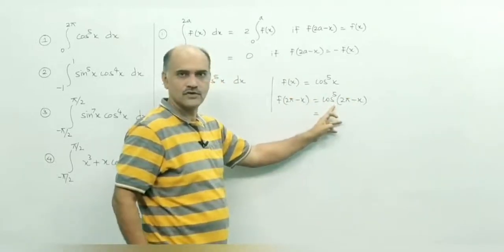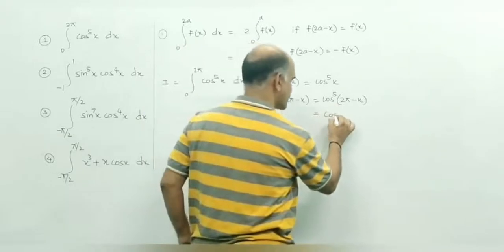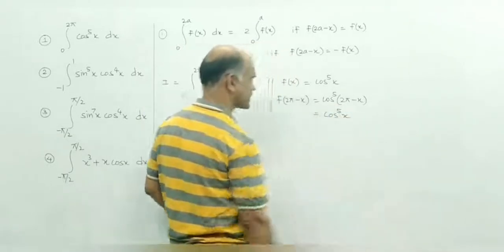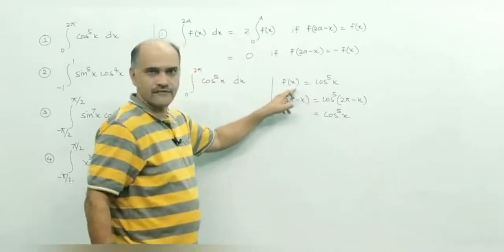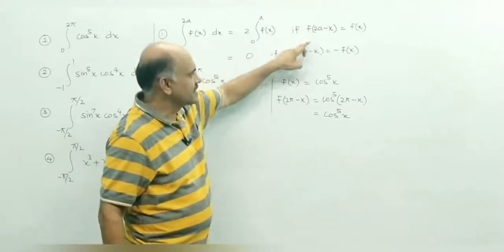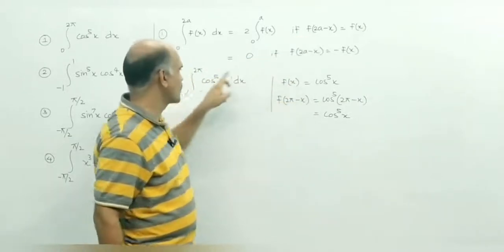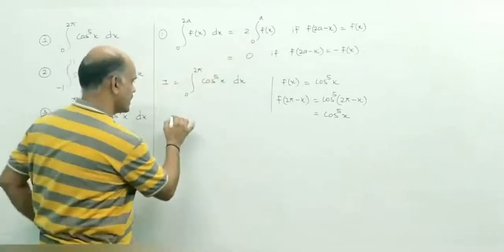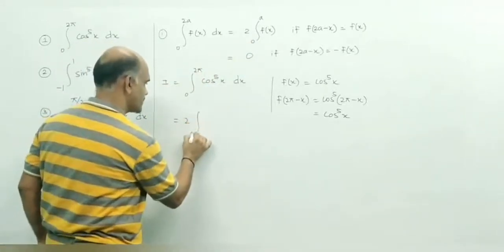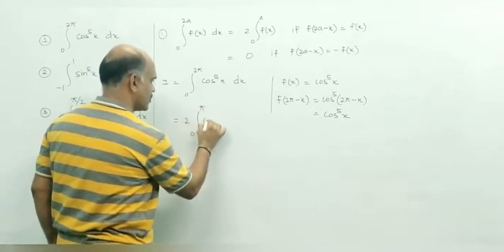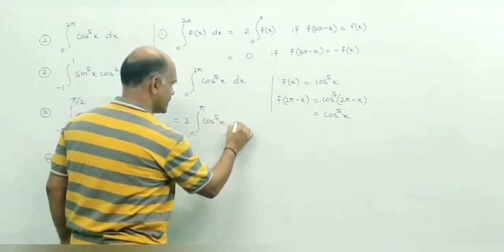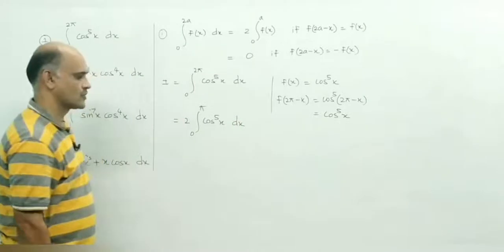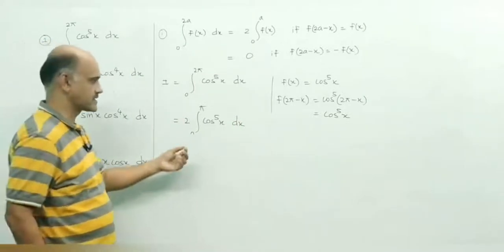In the fourth quadrant cos is positive, so this will be cos raised to 5x. Means it becomes f of x, so this condition becomes true. So I can write 0 to 2a as 2 times 0 to a. So this is 2 times 0 to pi cos raised to 5x dx.